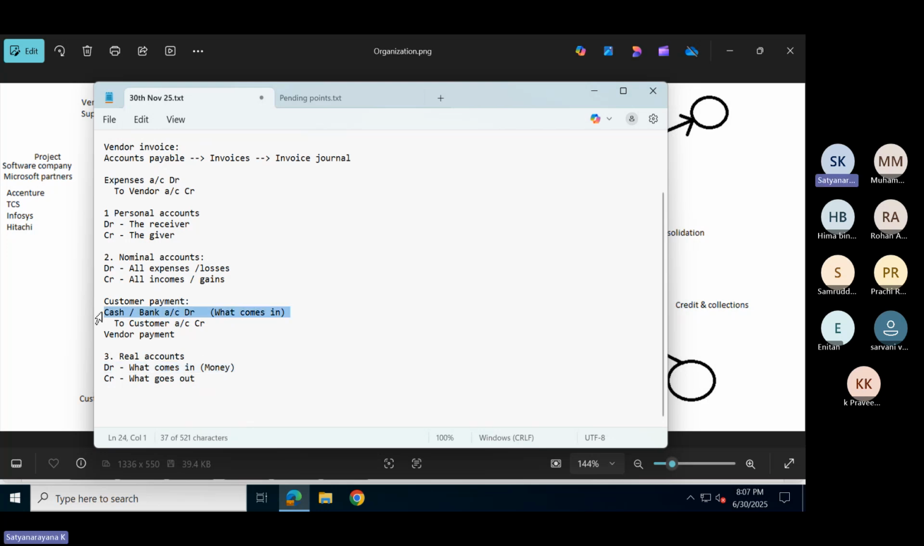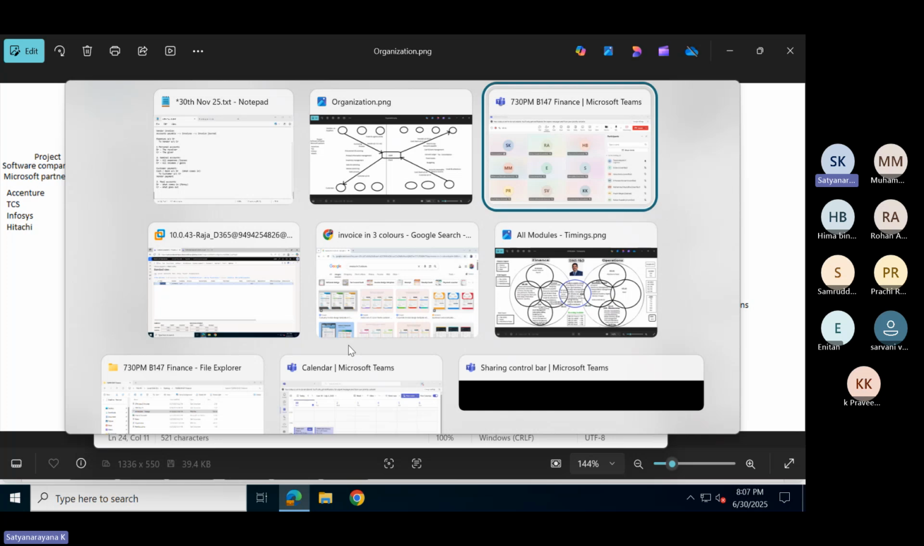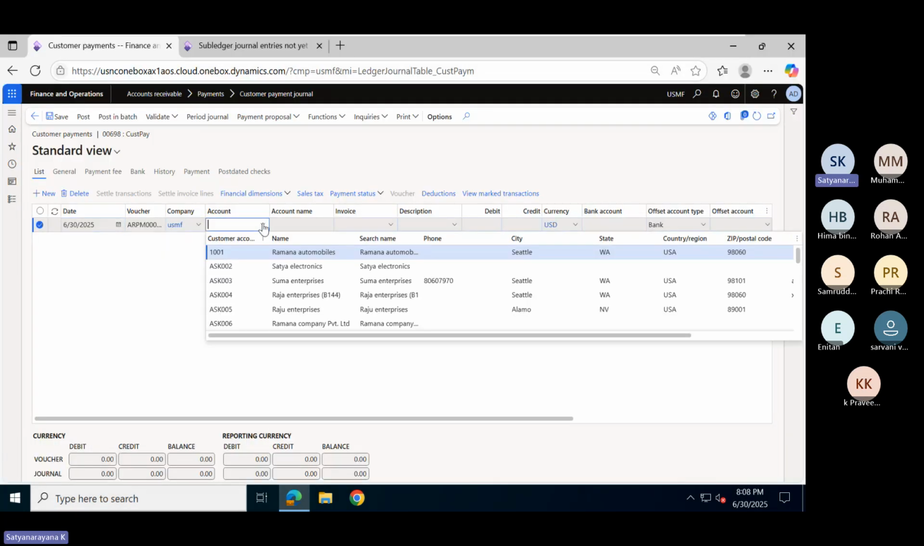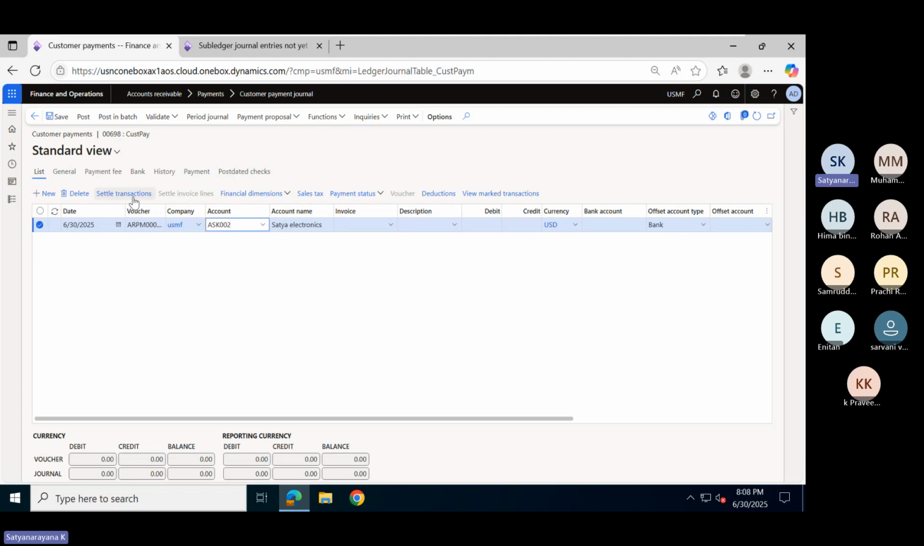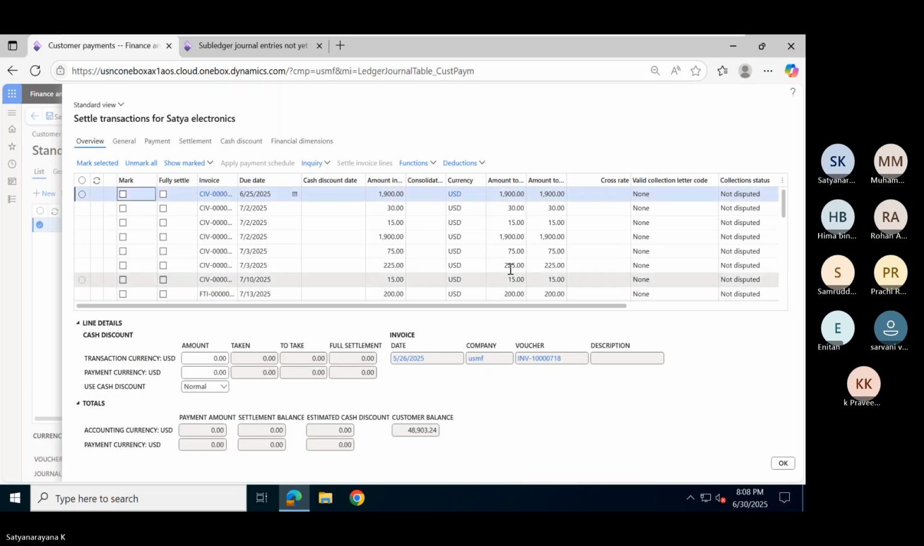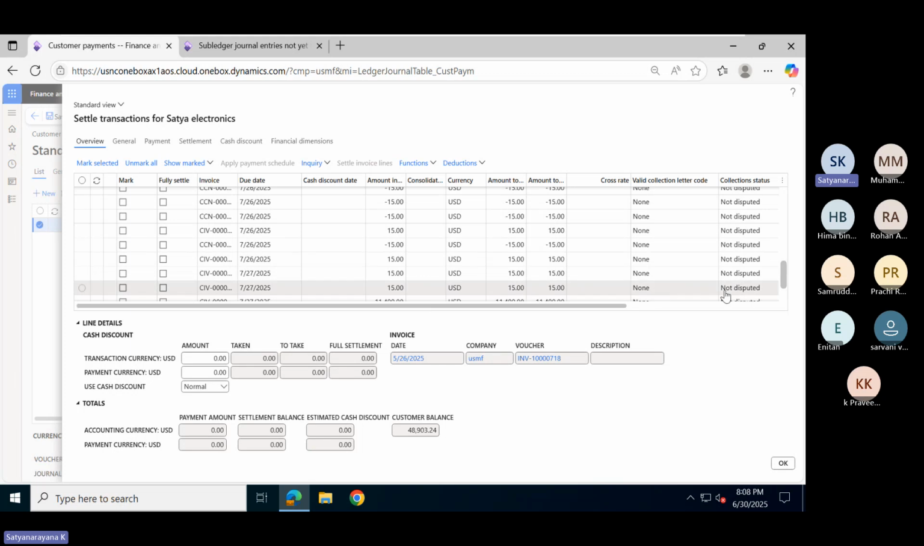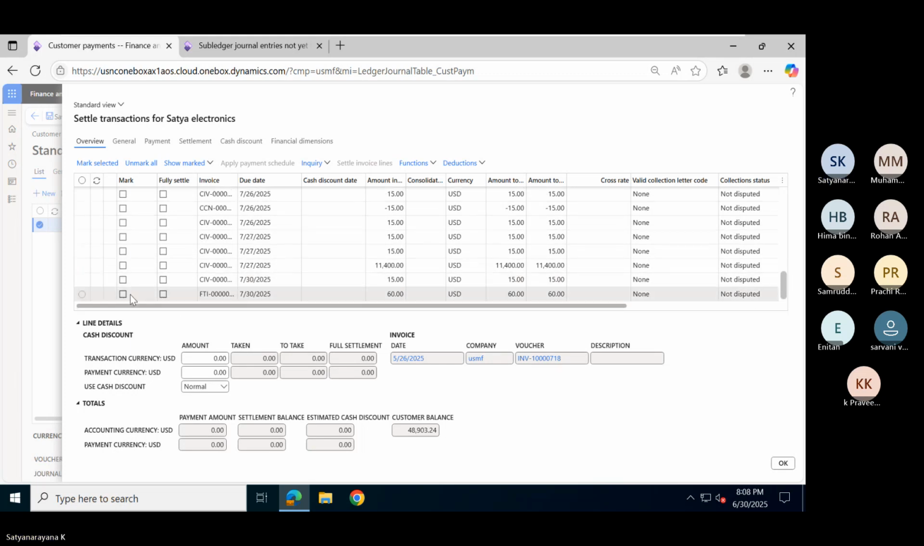Here cash or bank comes in. Okay, so if it is a customer payment, cash or bank account debit to customer account credit. So now I'm doing here. So you can select the customer. Now you can click on transactions, settle transactions. You can select the invoice. Any invoice. Click OK.